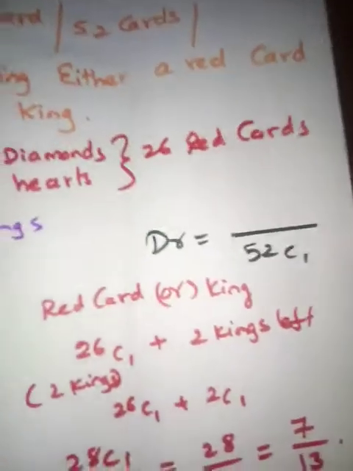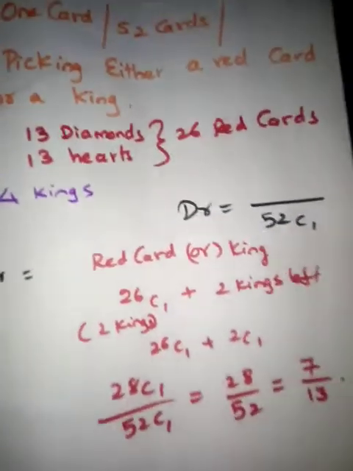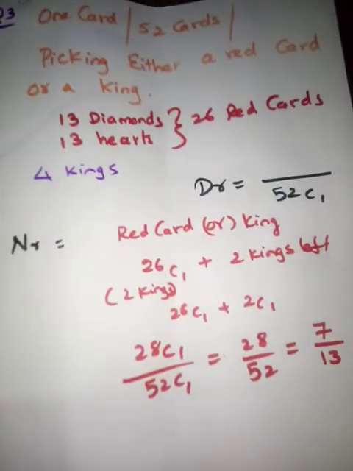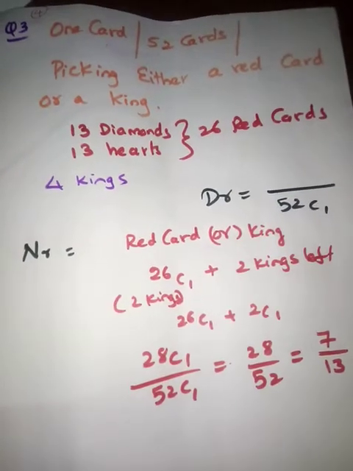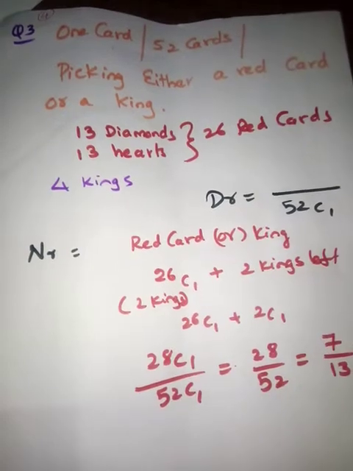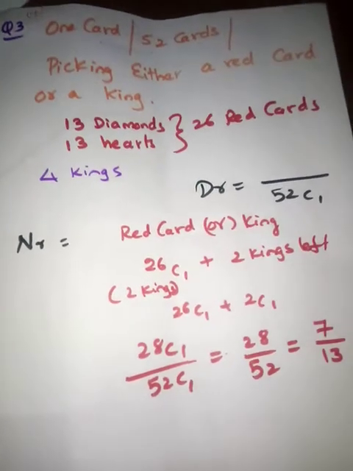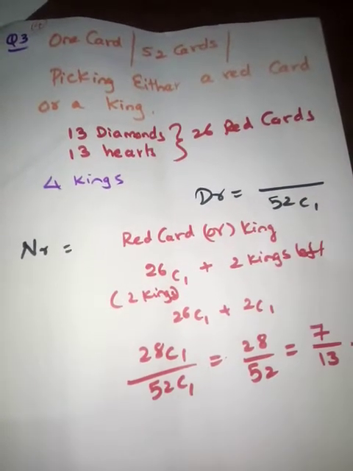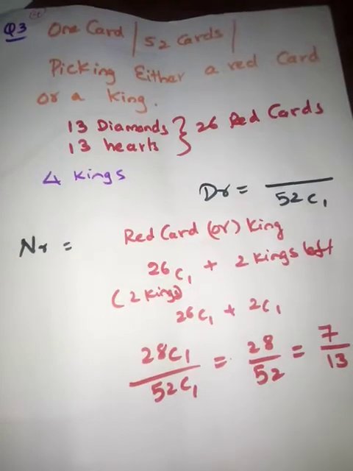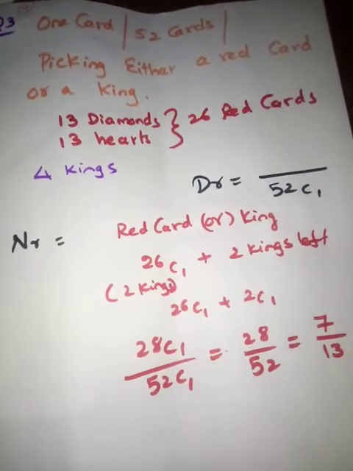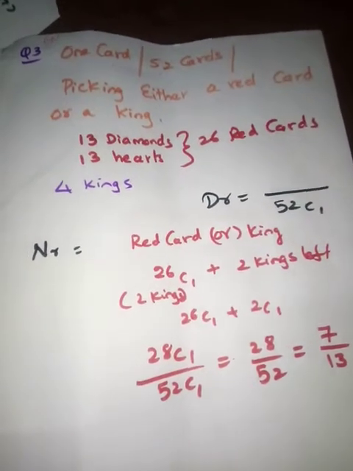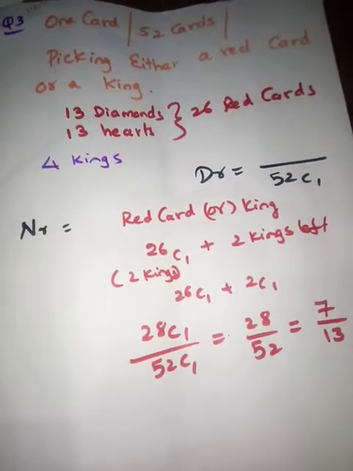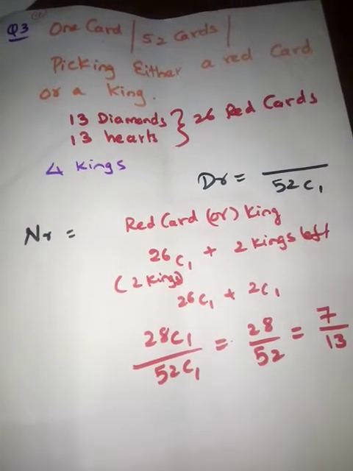Now let us see here. There are 26 red cards. The denominator is 52C1 because we are removing only 1. In the numerator, red card or a king: 26C1 plus 2 kings are left, that is 26C1 plus 2C1, that is nothing but 28C1. C1 is nothing but the same number, so 28C1 is 28. Totally we are removing only 1 card, so 52C1 is 52. 28 by 52 is nothing but, dear students, 7 by 13.